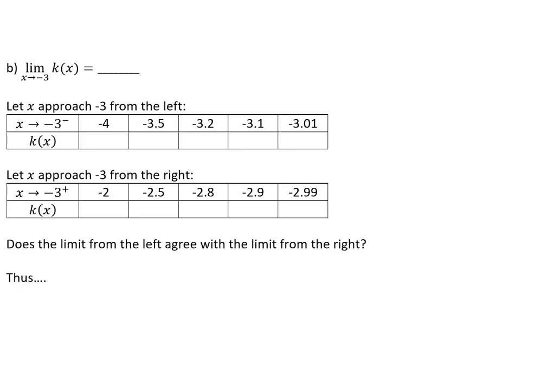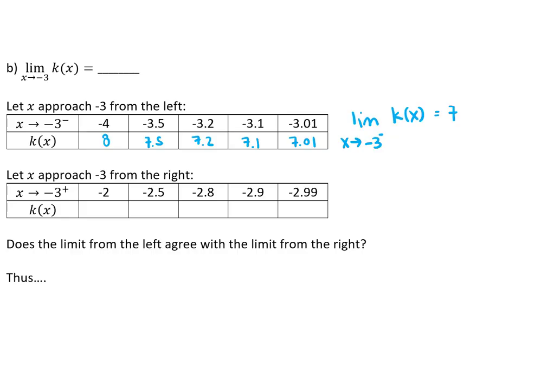Let's do this again with the limit of k of x as x approaches negative 3. When we plug in the numbers coming from the left, we get 8, 7.5, 7.2, 7.1, and 7.01. So the limit of k of x as x approaches negative 3 from the left is 7.